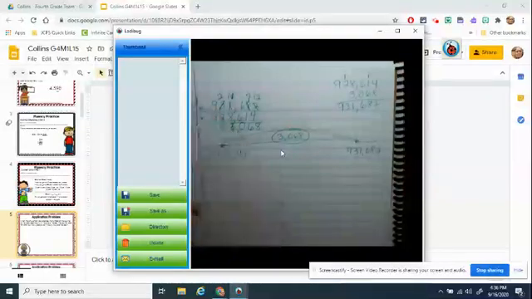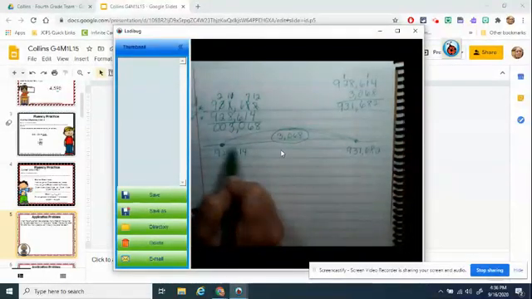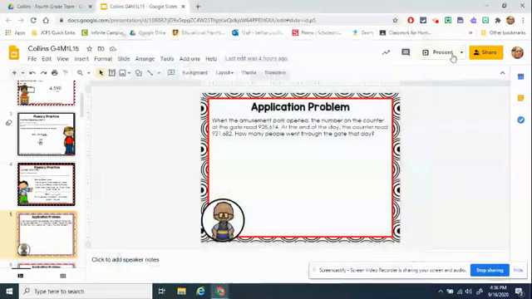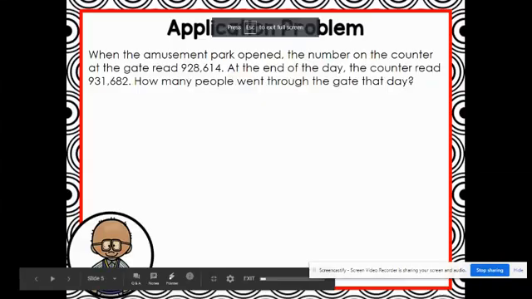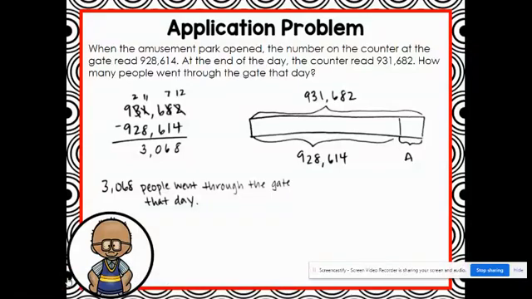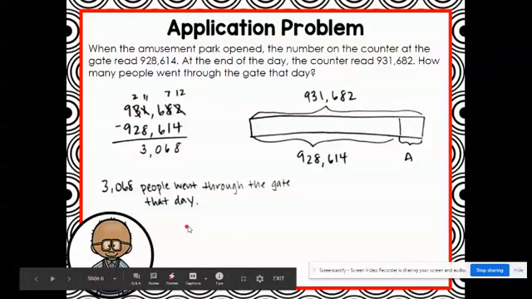931,682. It matches my original number where I started at the beginning of the day. So I know I did that math correctly. All right, let's go back here, present again, get my pointer ready, and here we go. This shows exactly what we just did. They showed the picture a little bit different than the number line, and that's okay. There are lots of ways to do a picture.